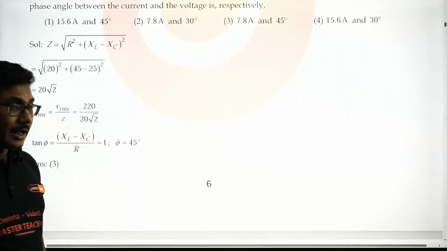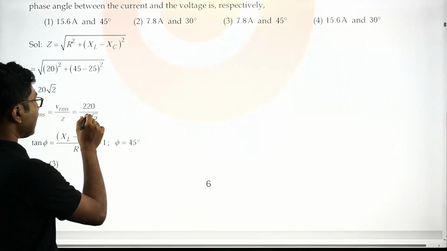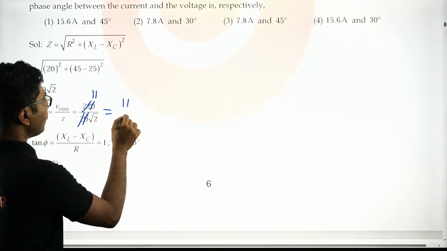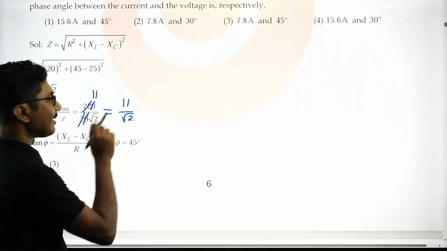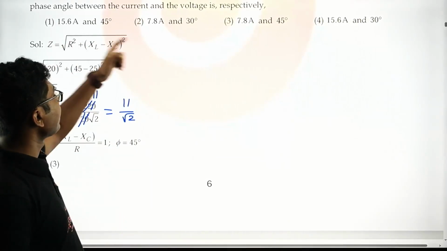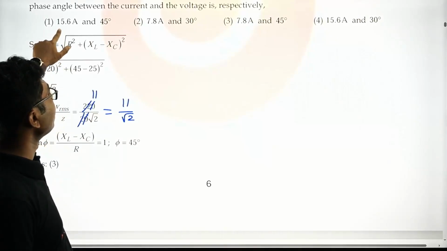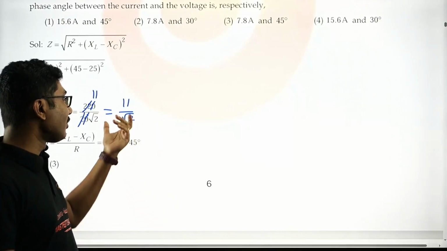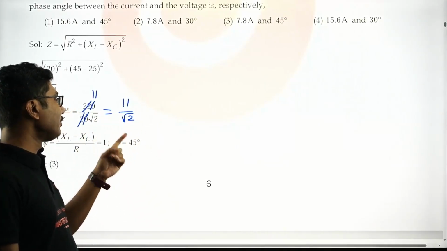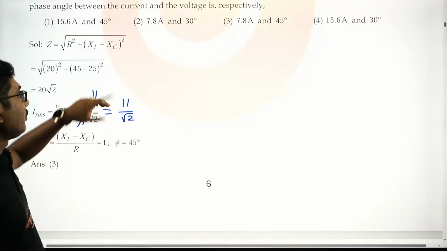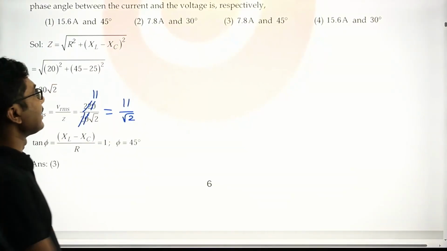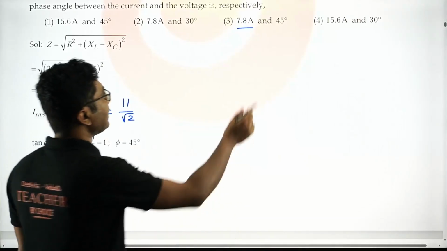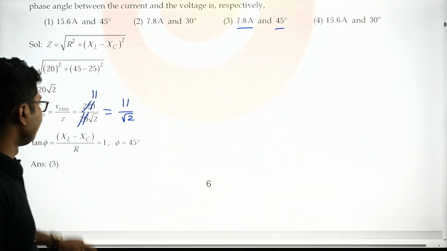If you don't have a calculator, how can you be sure of the answer? You get 11 by root 2, so it must be less than 11. Now if you see the options, one is 15 root 6, another is 7.8. 15 root 6 is greater than 11, which is not possible, because if you are dividing by root 2, it must be less than 11. So even without a calculator, you can guess this must be the value. And if you calculate the angle, 45 degrees is the angle, so this must be the answer.